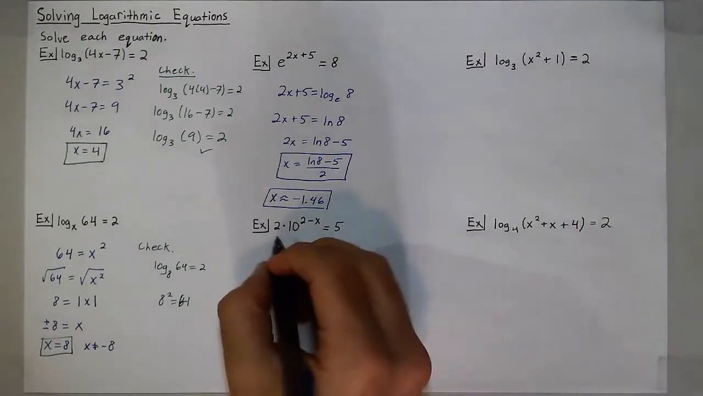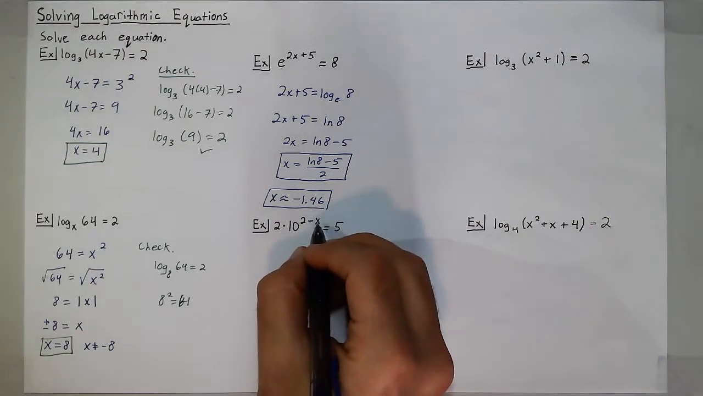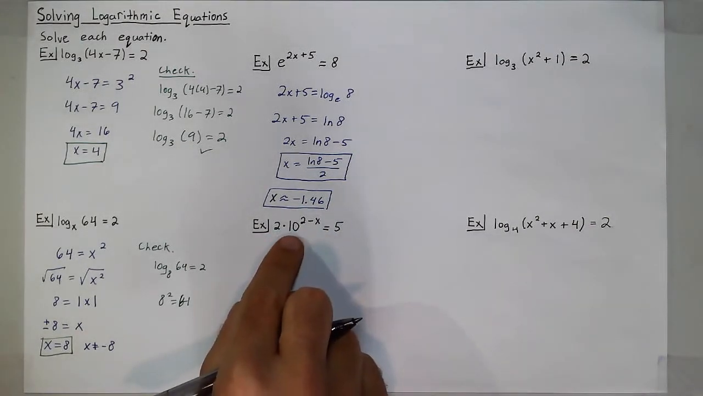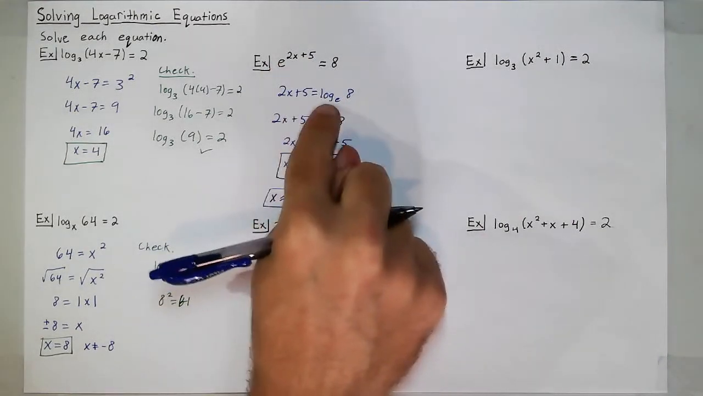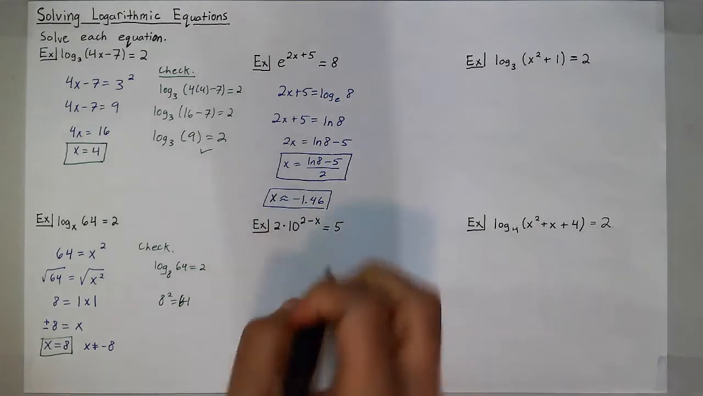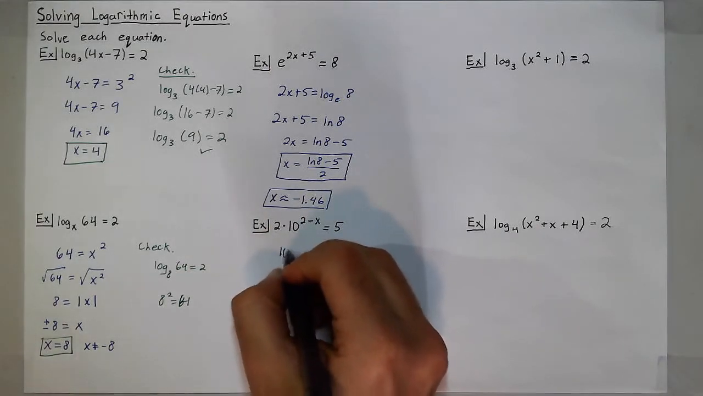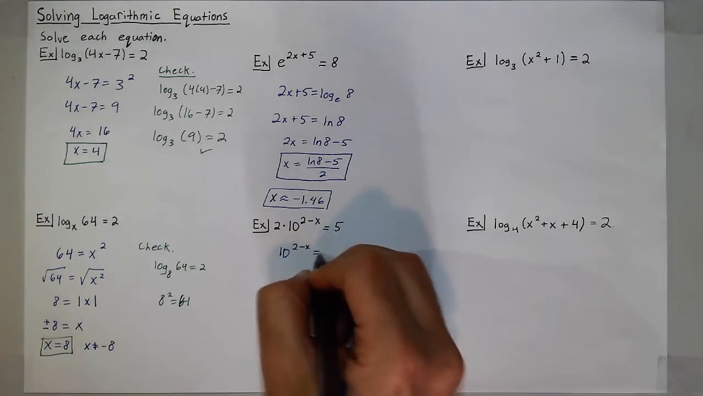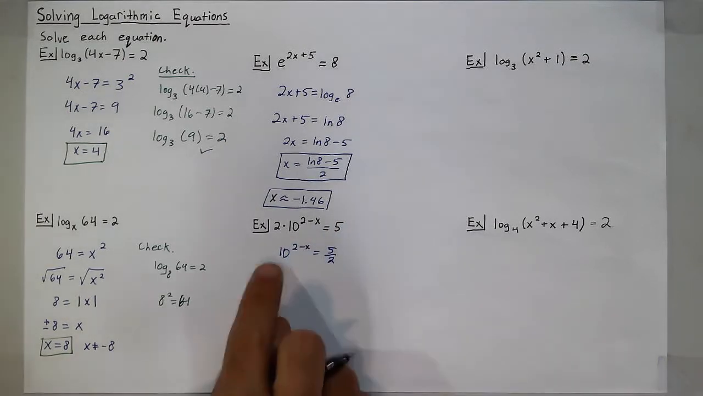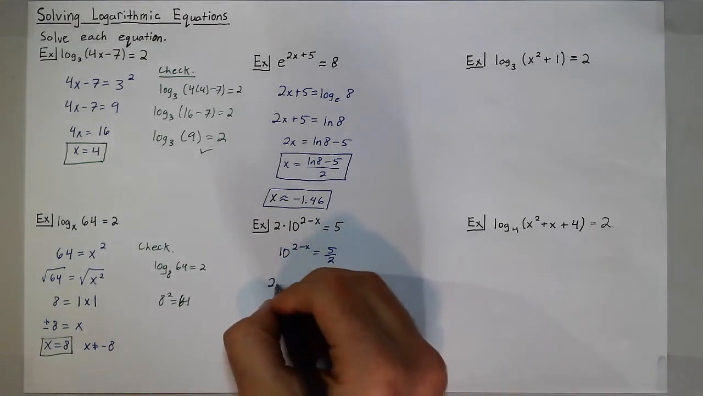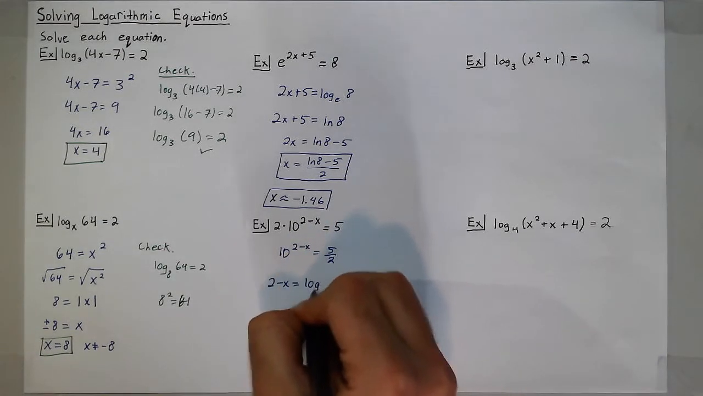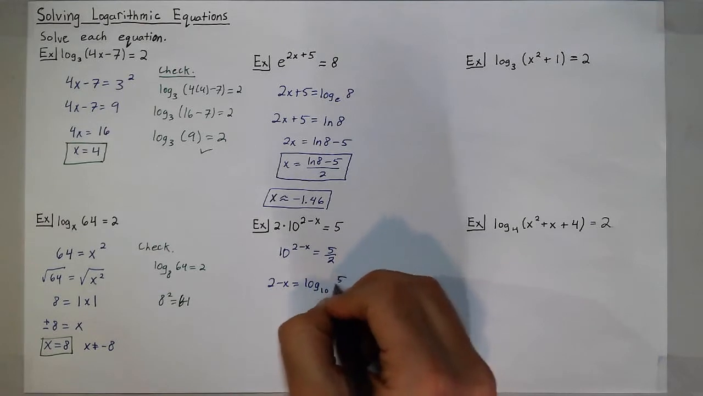Next up, I have 2 times 10 to the 2 minus x. So I do have another exponential equation, but you want to make sure it's by itself before you switch its form, like we did here. So you see this 2, I'm going to divide each side by 2 before I try to switch forms, because now that I have 10 to the 2 minus x, I can rewrite this as 2 minus x is equal to log base 10 of 5 halves.